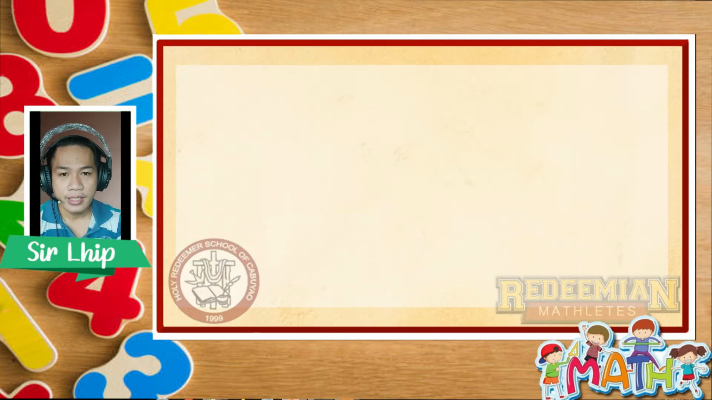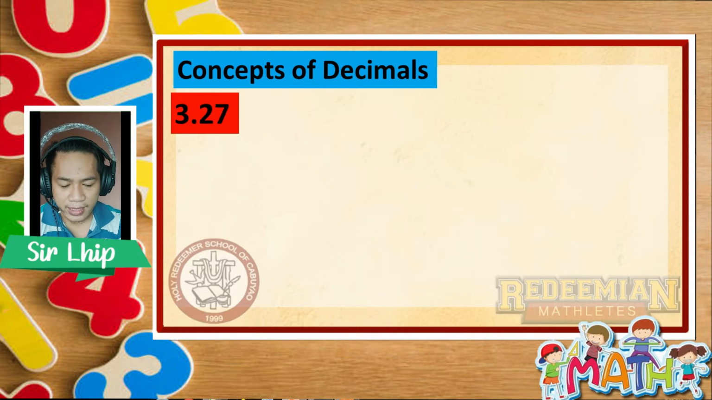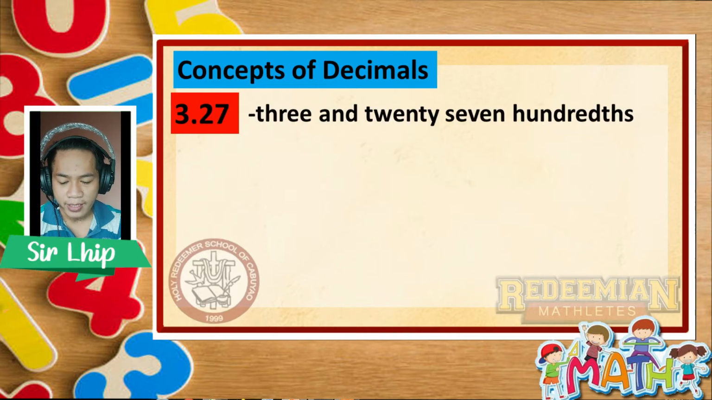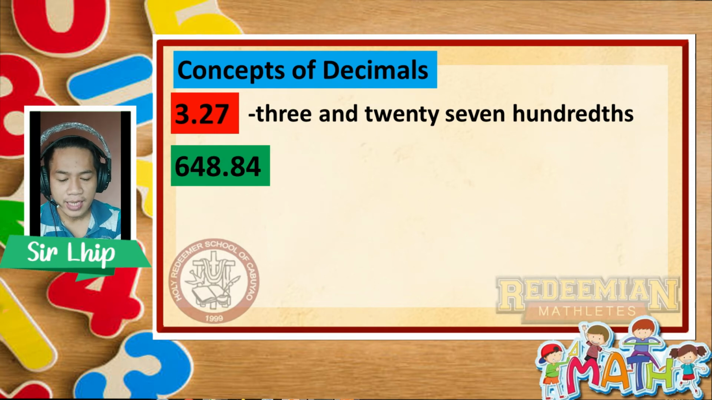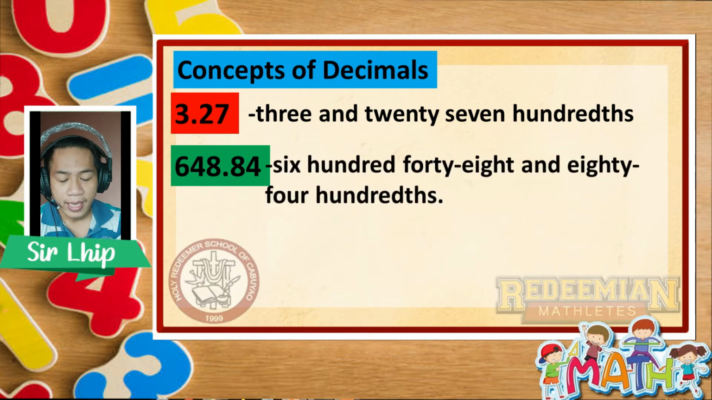Another example, 3.27. We read this as 3 and 27 hundredths. Look at the place value of the last digit, which is 7, and the place value of 7 is hundredths. Therefore, 3.27 is read as 3 and 27 hundredths. 648.84 is read as 648 and 84 hundredths. 45.007, 45 and 7 thousandths.